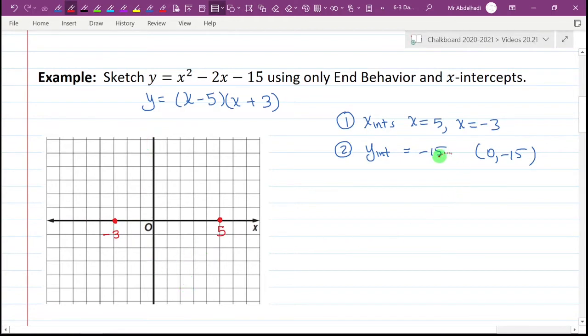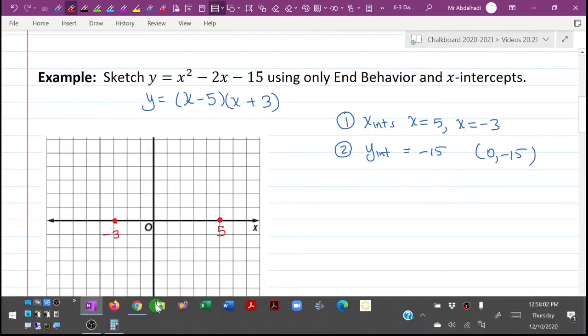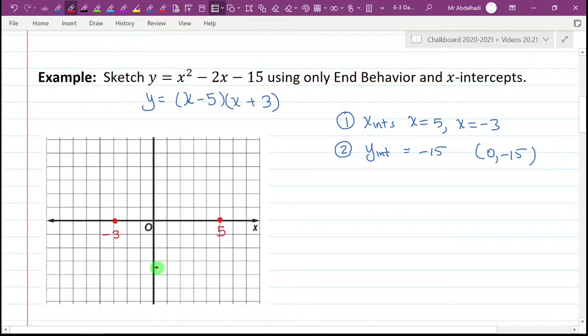And what's my Y-intercept? It's negative 15, which would be way down off the bottom of the graph, but I'm just going to stick it right here. Okay, so the Y-intercept does not have to be to scale, because that's going to happen on every single problem today. Okay, so we have 3 points here. What does this thing look like?